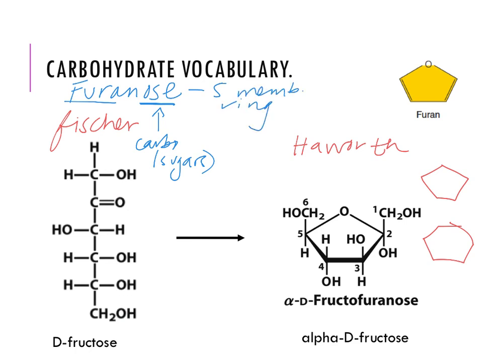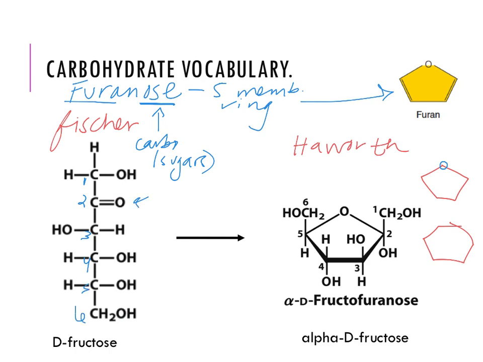And not just any five-membered ring, it will make a furan five-membered ring, which has an oxygen right at the top. Some of you call this the house structure. So furanoses are five-membered carbohydrate rings with the oxygen at the peak of the ring. And you'll notice that the numbering usually starts nearest to the ketone or the aldehyde. So this is carbon number 1, 2, 3, 4, 5, and 6.